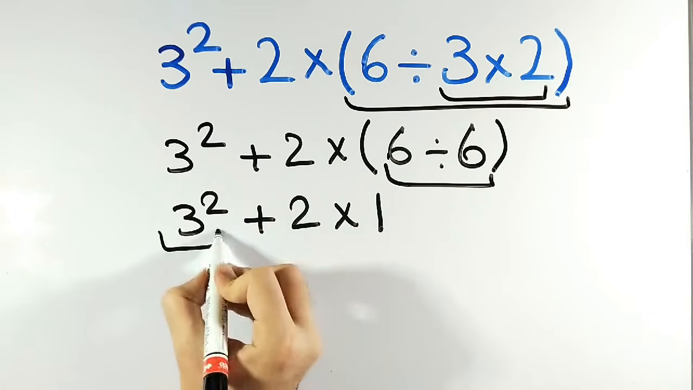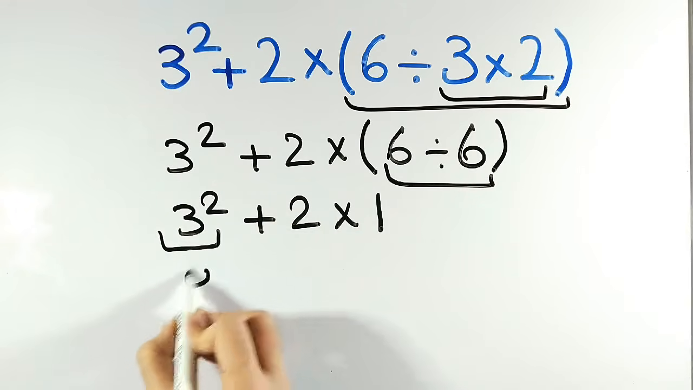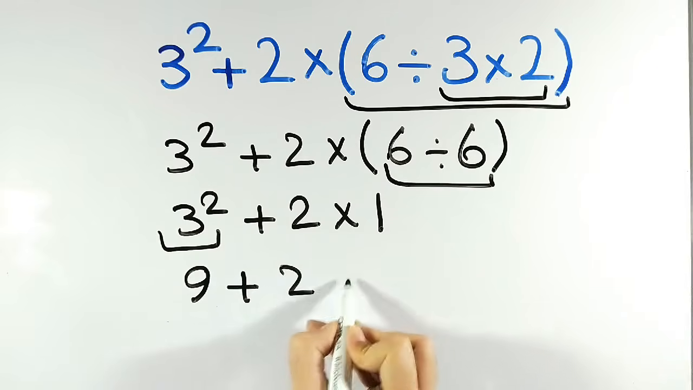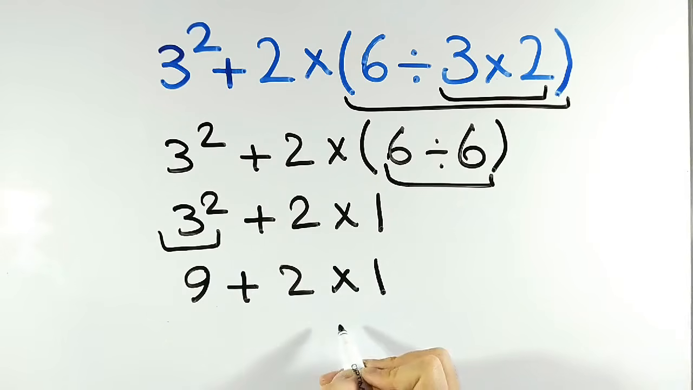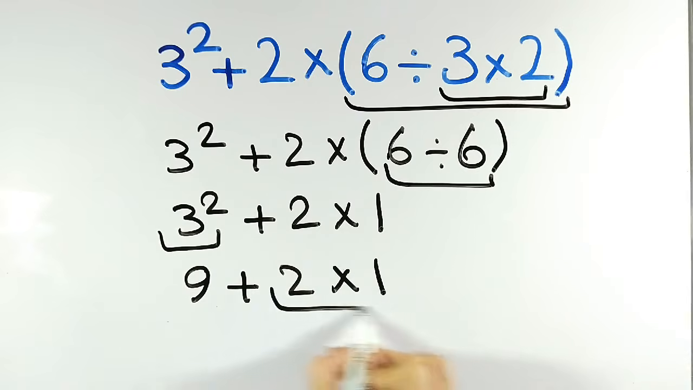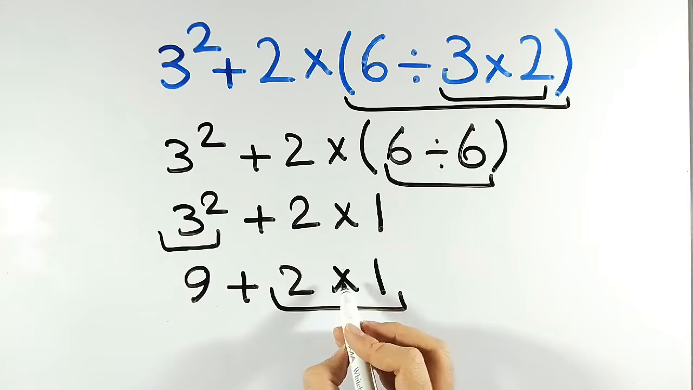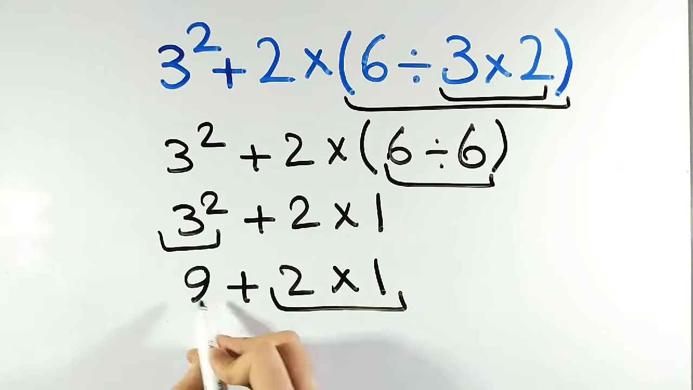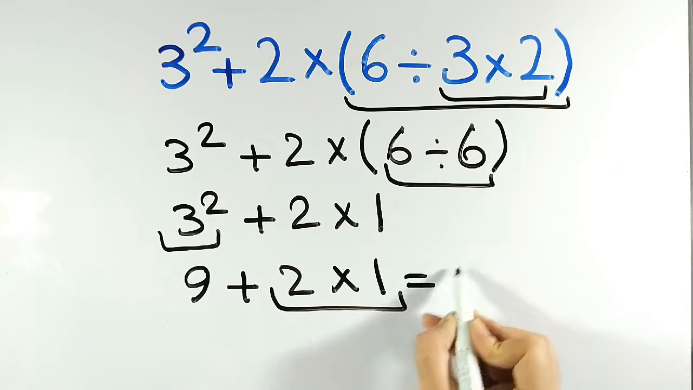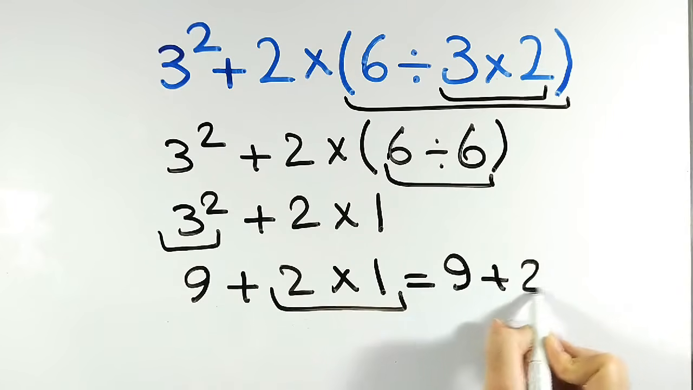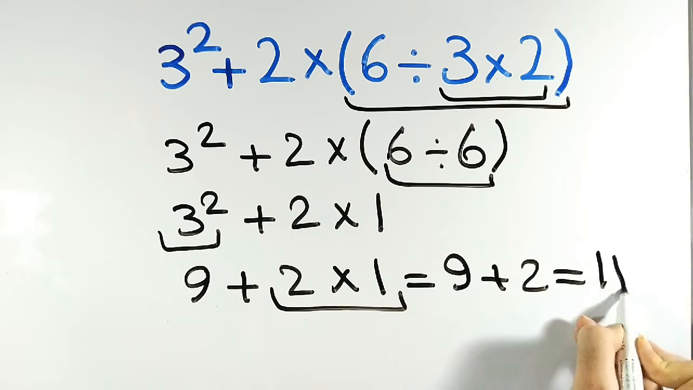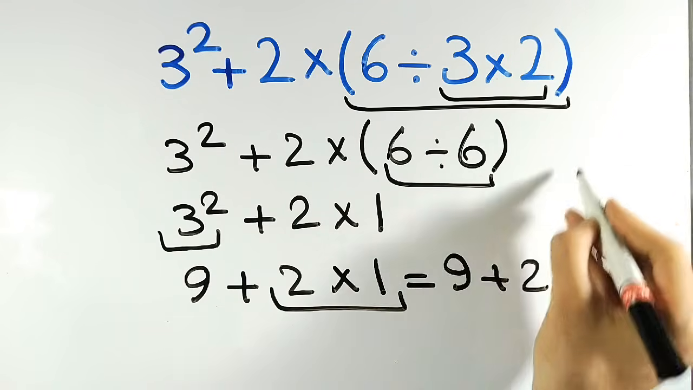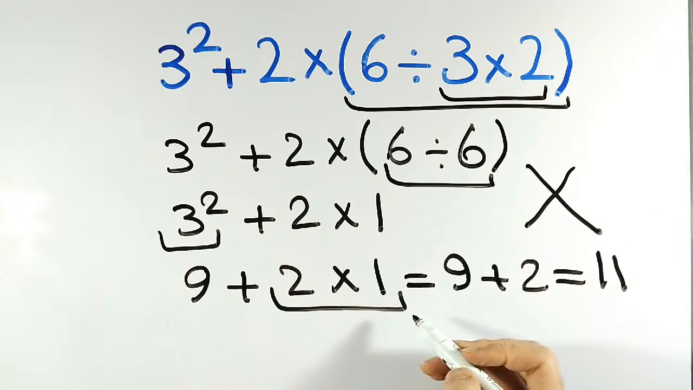Then, they go for the exponent and write this expression as 9 plus 2 multiplied by 1. In the final step, they go for the multiplication between 2 and 1 because they think multiplication has priority over addition. So, instead of this expression, they write 9 plus 2, which finally gives them the answer 11. However, it's not the correct answer to this question.